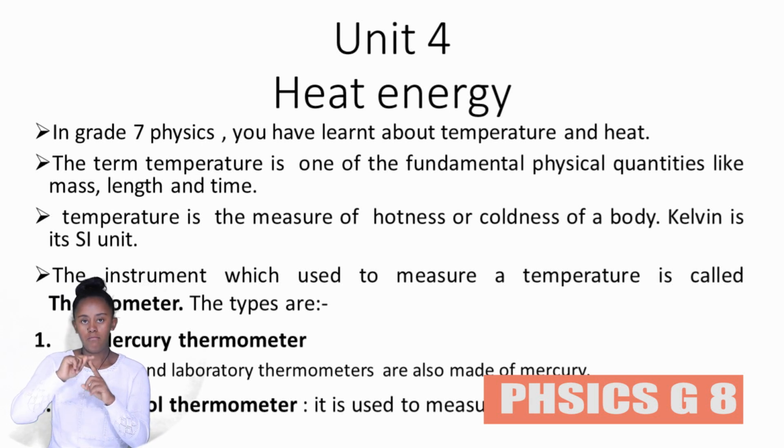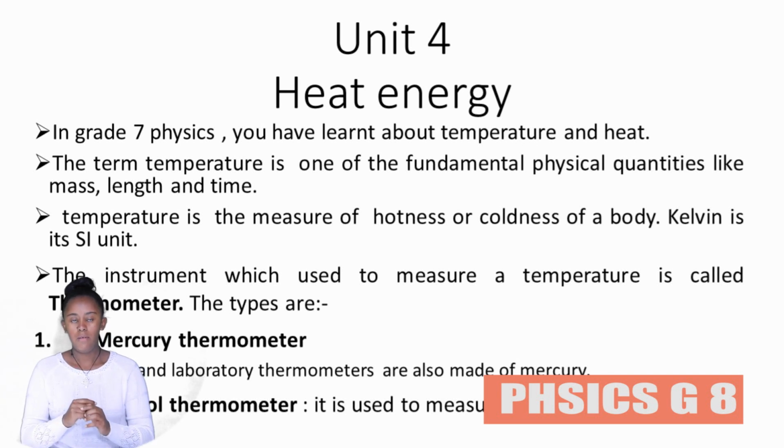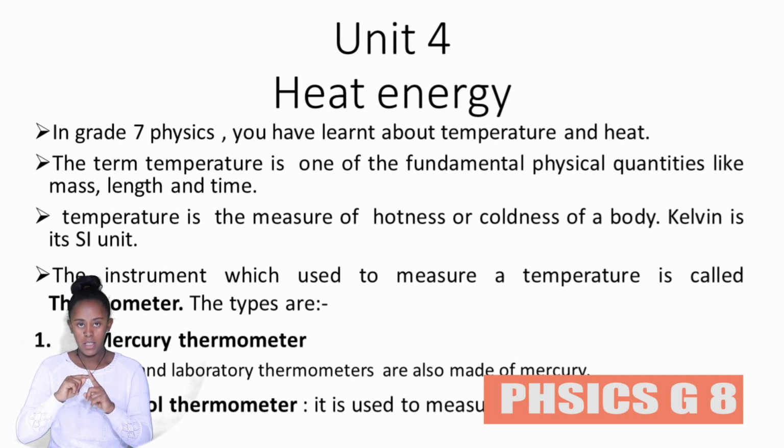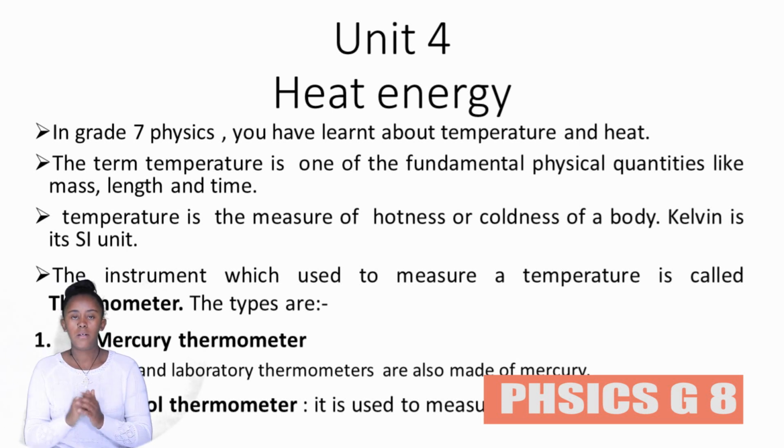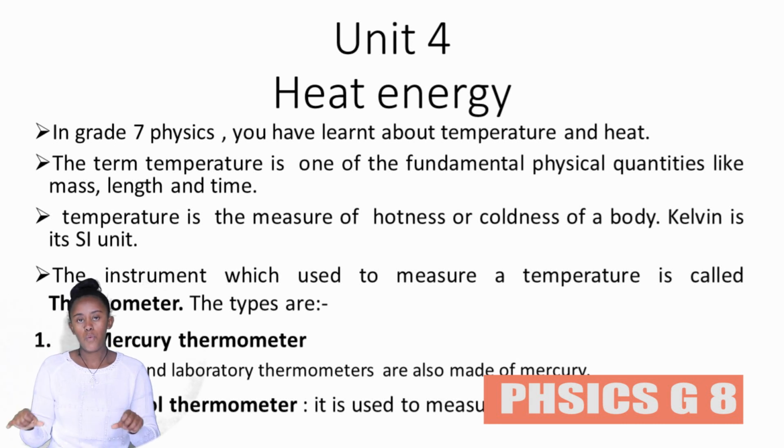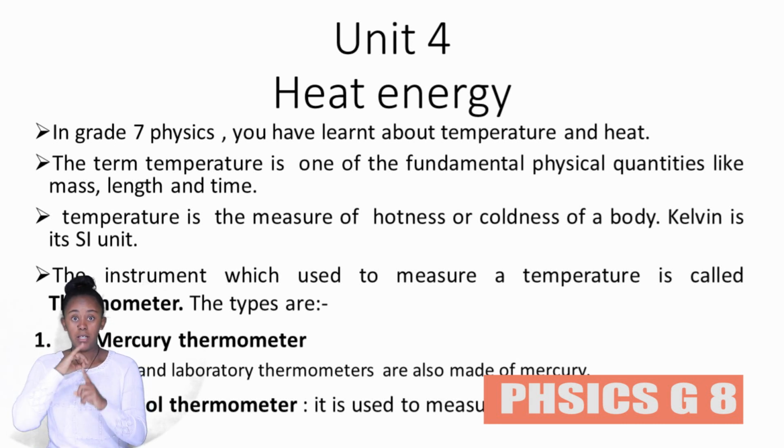There are different types of thermometers. The mercury thermometer includes clinical and laboratory thermometers. These clinical and laboratory thermometers are made of mercury. And the other is the alcohol thermometer, which is used to measure very low temperatures. Also, the SI unit of temperature is called Kelvin.